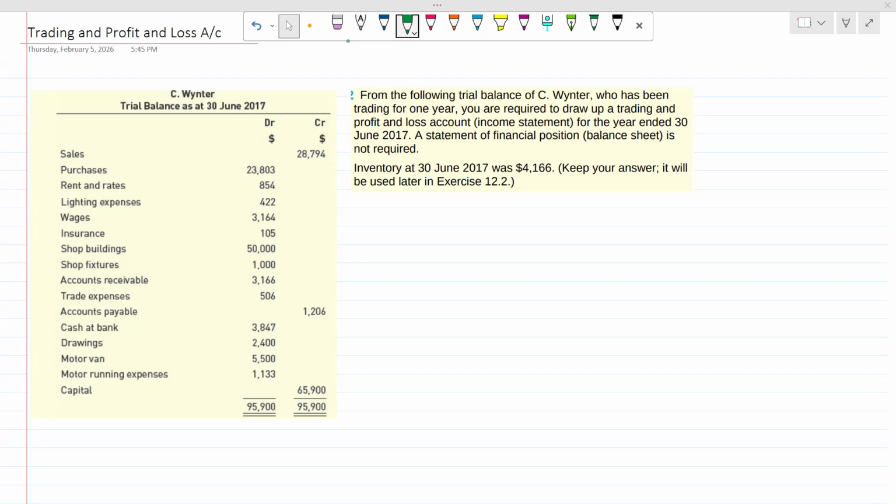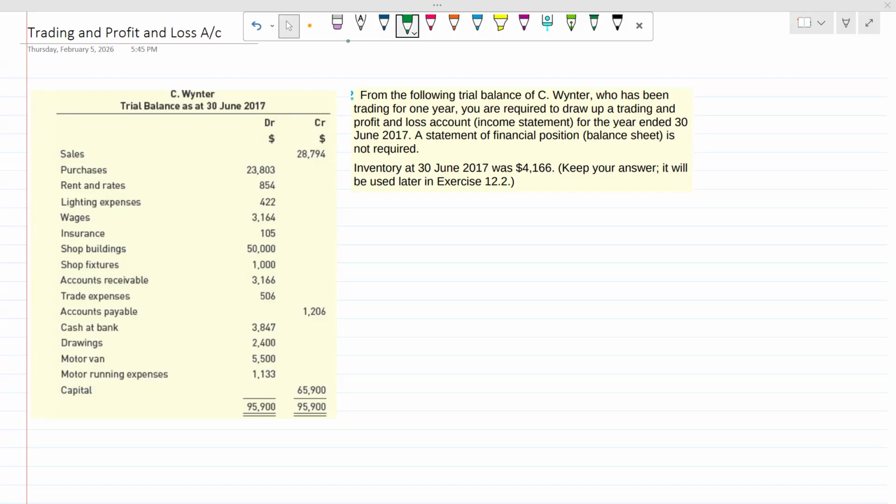It's like if you watch those cooking channels, you'll have a sous chef prepping everything so that the main chef can whip up the dishes quickly. It's the same thing. You want to prep so that when it's time to do the main course, the actual trading and profit and loss account or the balance sheet, we already know where everything is going to be going. We know where to find everything.